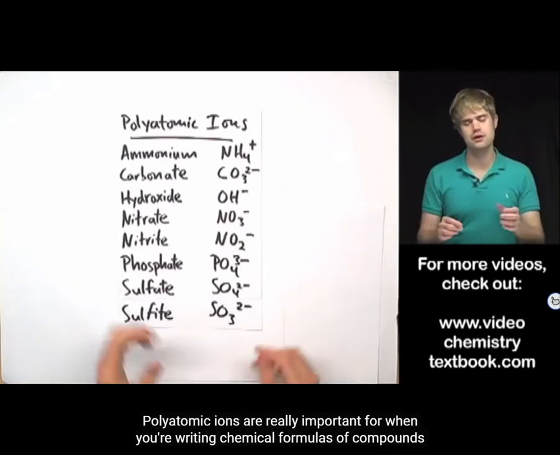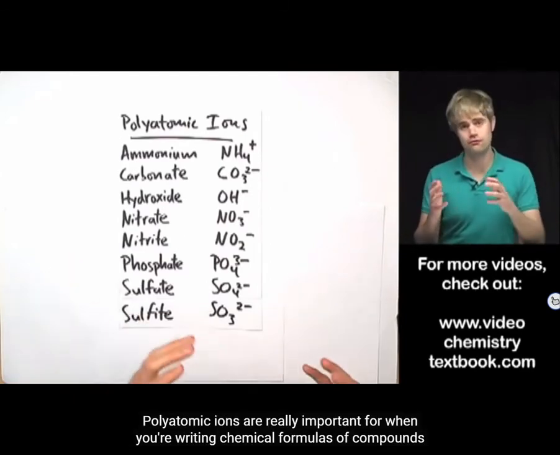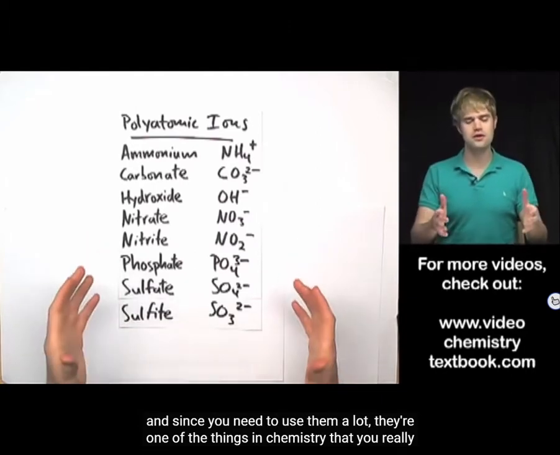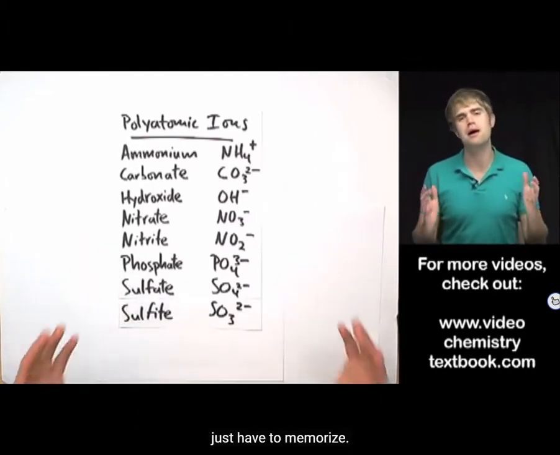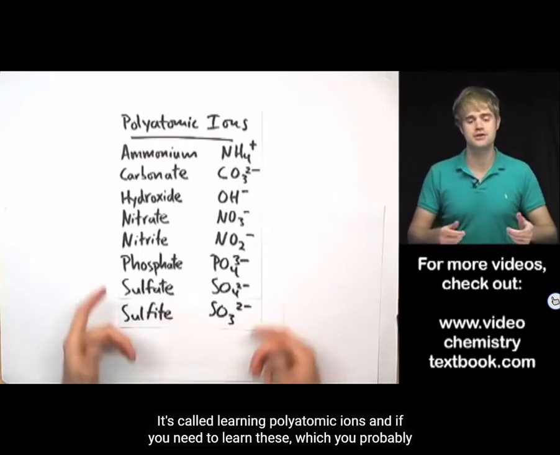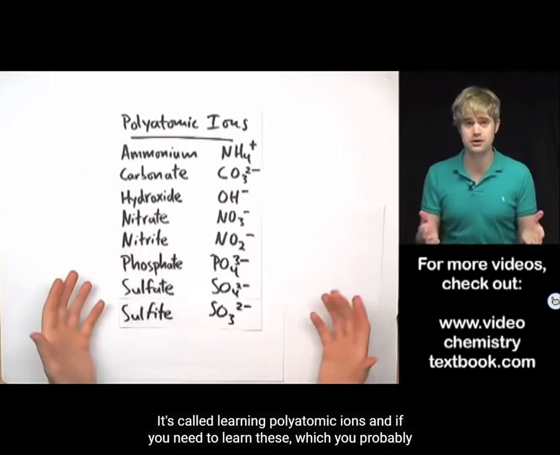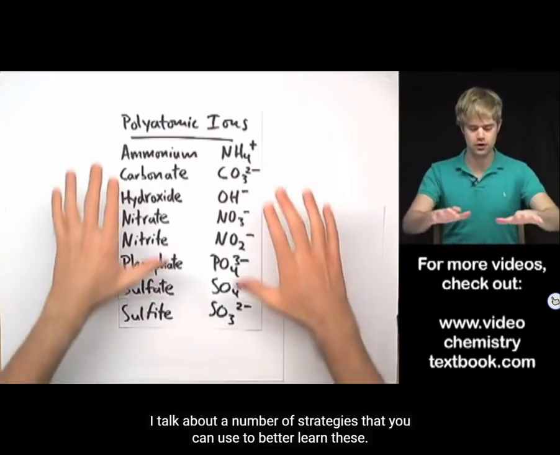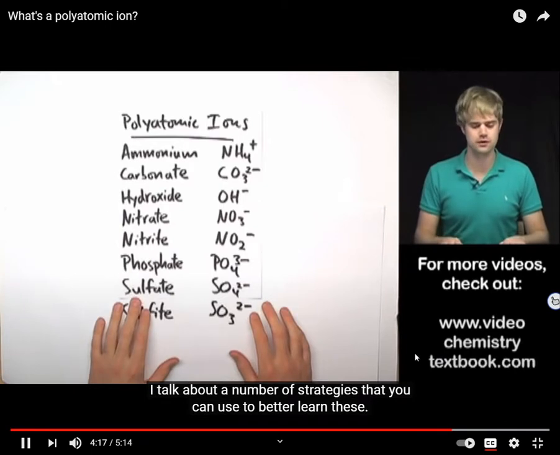Polyatomic ions are really important for when you're writing chemical formulas of compounds, and since you need to use them a lot, they're one of the things in chemistry that you really just have to memorize. So I've made a video on that. It's called Learning Polyatomic Ions. If you need to learn these, which you probably do, you might want to check that video out. I talk about a number of strategies that you can use to better learn these.